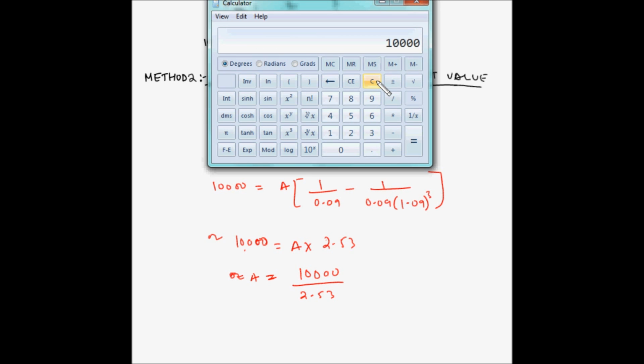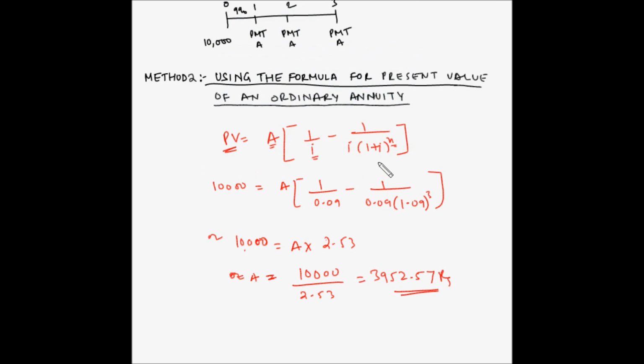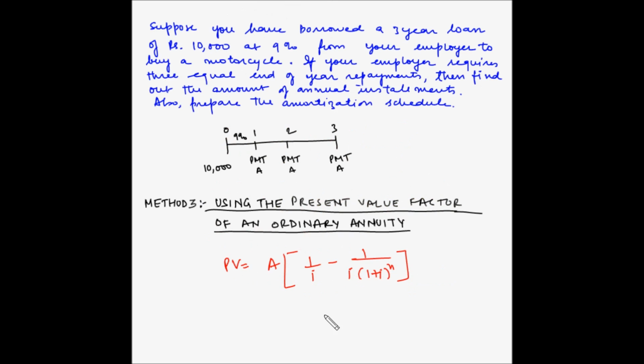So 10,000 divided by 2.53, that is 3952.57. So this is equal to 3952.57 rupees. Now let us look at the third method, which is to use the present value factor of an ordinary annuity.